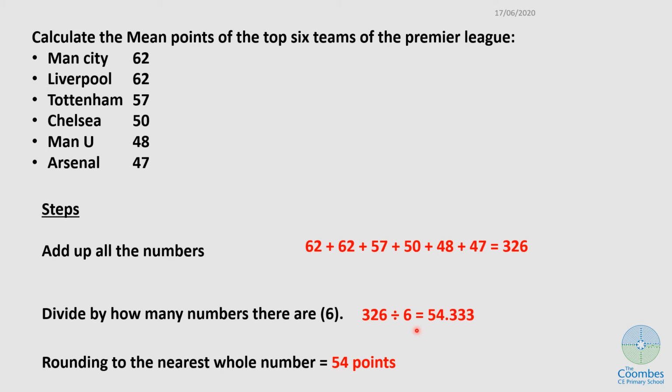If you did that correctly, you should have 54.333 recurring. That means that 3 will never end. So we can round it to a whole number, which will actually give us 54.